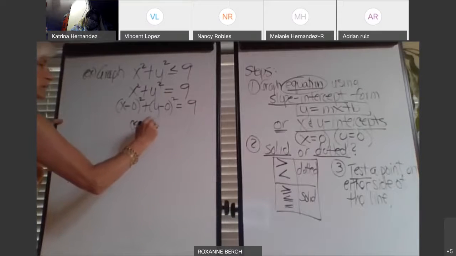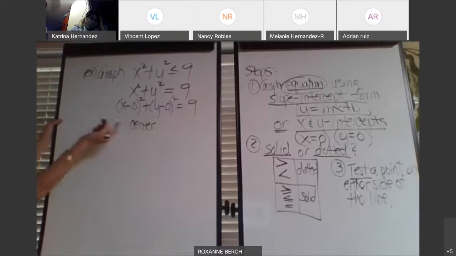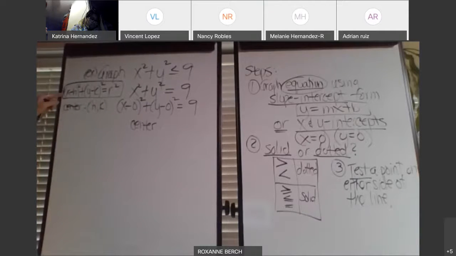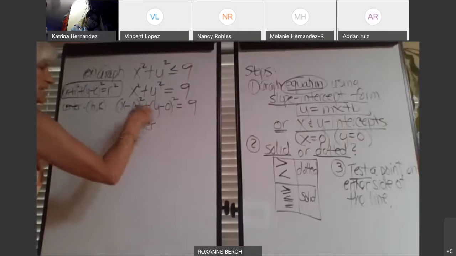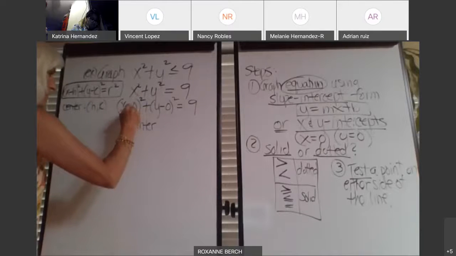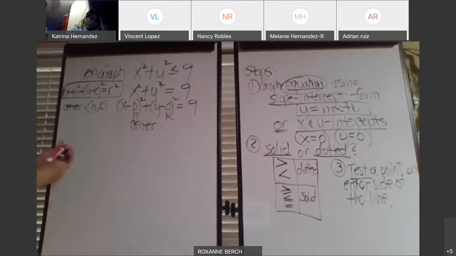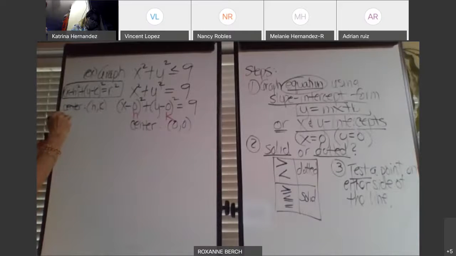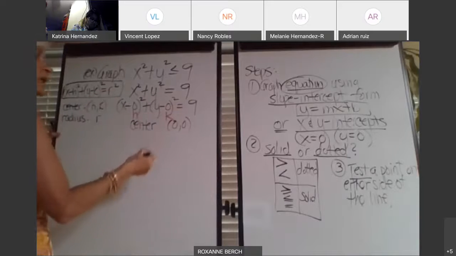Well, the center is (h, k). If you remember, the form of the circle was x minus h quantity squared plus y minus k quantity squared equals r squared. So (h, k) is the center. h goes with x, k goes with y. So this is h and k, so your center is (0, 0). Your radius is r, so this is r squared.